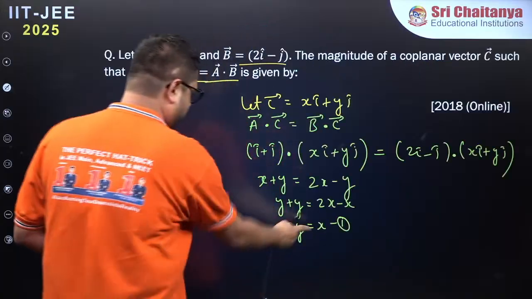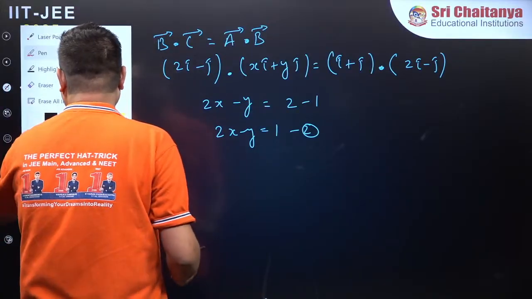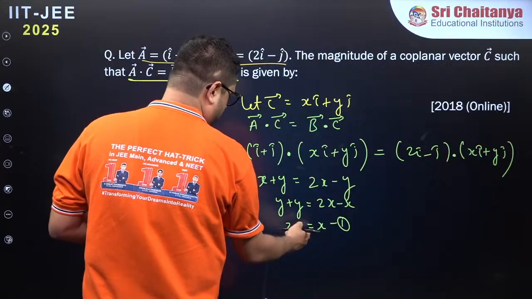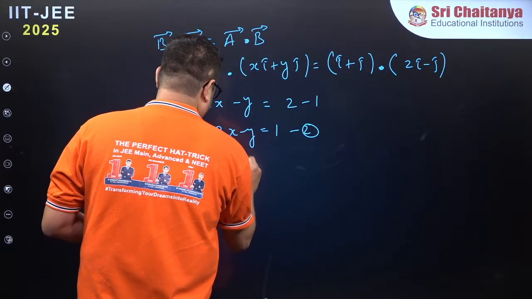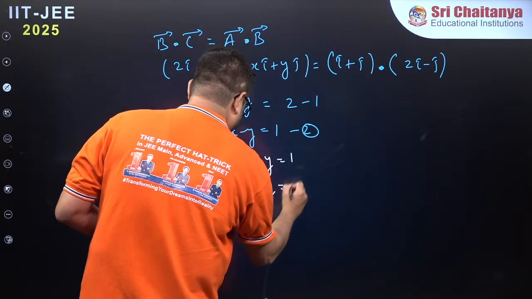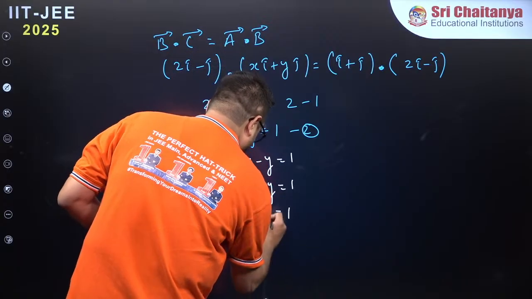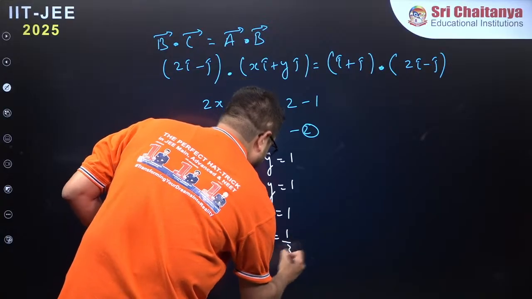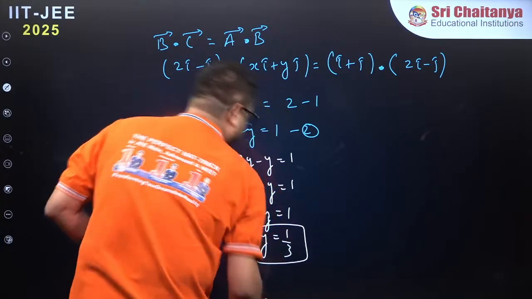Over here it's already been given that x is equal to 2y. Put the value over there, isn't it? X is equal to 2y, isn't it? So 2 into 2y minus y is equal to 1, that is 4y minus y is equal to 1, that is 3y is equal to 1. So I will be getting y as 1 by 3.